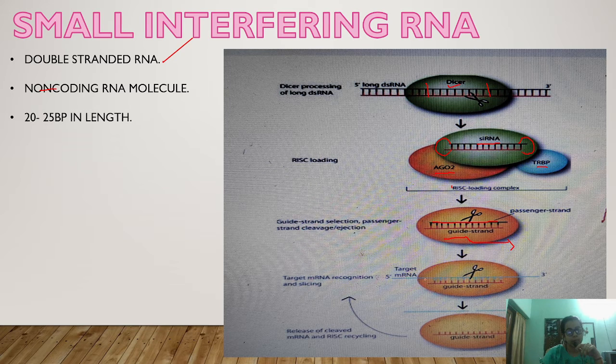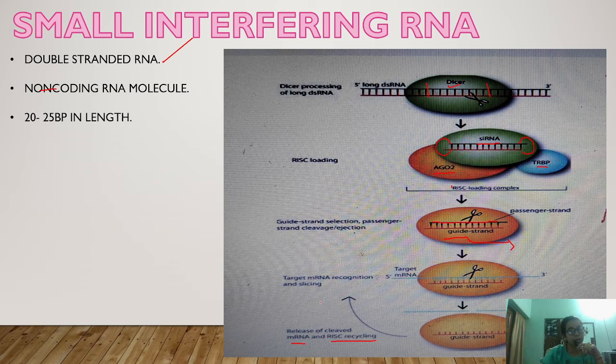So you can see this is the target mRNA, 5 prime to 3 prime, and it will recognize and form complementary base pairs with it. After doing so, it will cleave the strand where it needs to be, and then comes the recycling of the cleaved mRNA and RISC recycling. After that, this guide strand and the protein which was bound to this mRNA will be released and recycled.